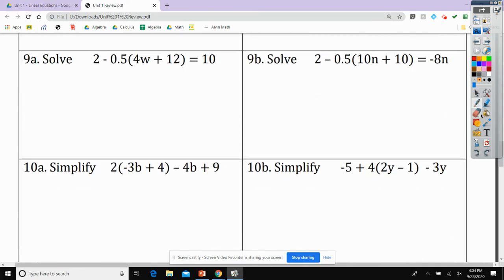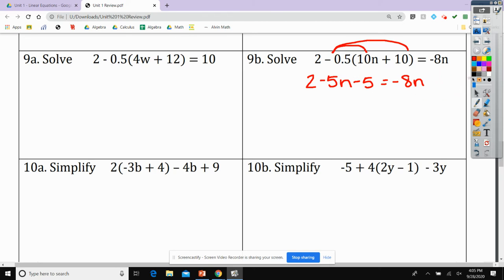Number 9, we're going to be distributing first. So I have -0.5 that I'll be distributing to both terms inside, which gives me 2. Then -0.5 is the same thing as -1/2. So -1/2 of 10 is going to be -5n. -1/2 of 10 again would be -5. And this would equal -8n. You could also just use your calculator and type in 0.5 times 10 to get this 5.